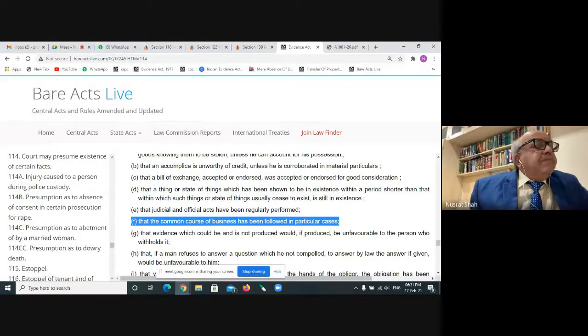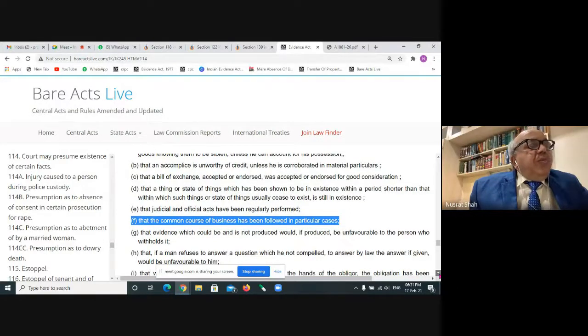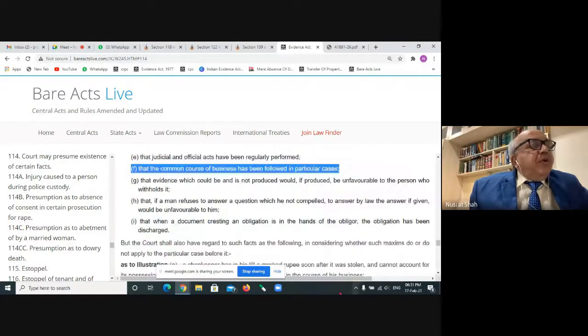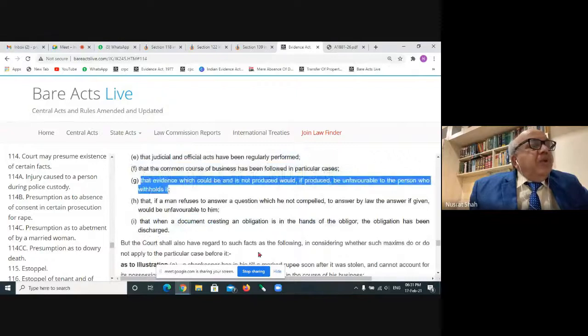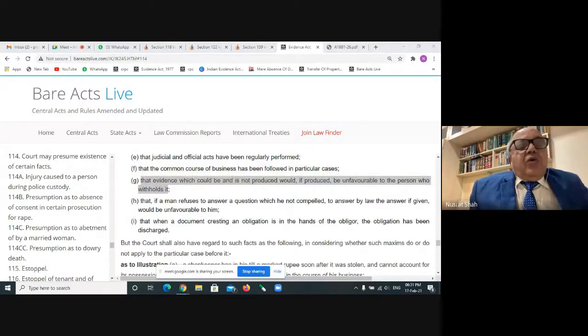Then in illustration G also we saw that evidence which could be and is not produced would be unfavorable to the person who withholds it. So if you are deliberately not producing documents and giving evidence because that will go against you, the court will draw adverse inferences against you, as we discussed here.